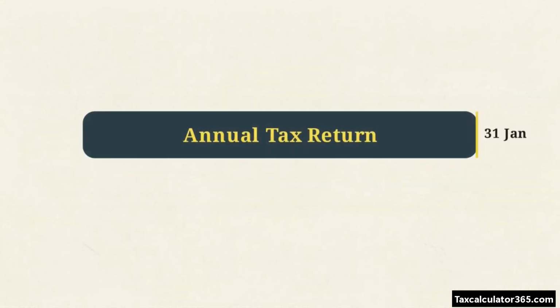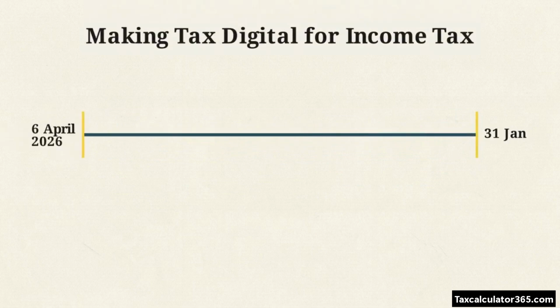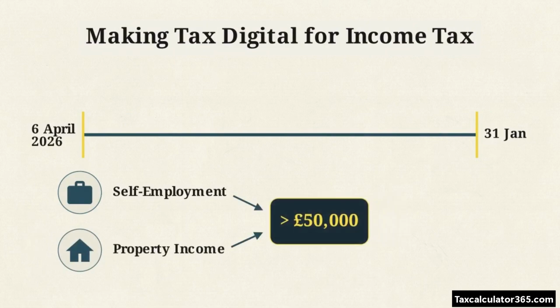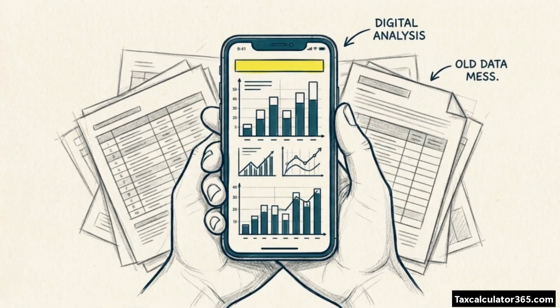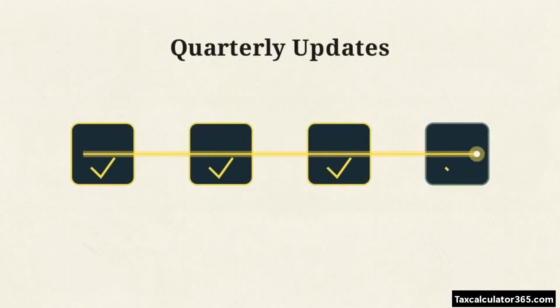However, for many taxpayers, the once-a-year filing system is changing. Starting in April 2026, the Making Tax Digital mandate begins. Individuals with self-employment or property income over £50,000 will be required to provide quarterly updates to HMRC. You should consider adopting MTD-compatible software now. Moving away from manual spreadsheets early will make the transition to quarterly reporting much easier when the rules change.